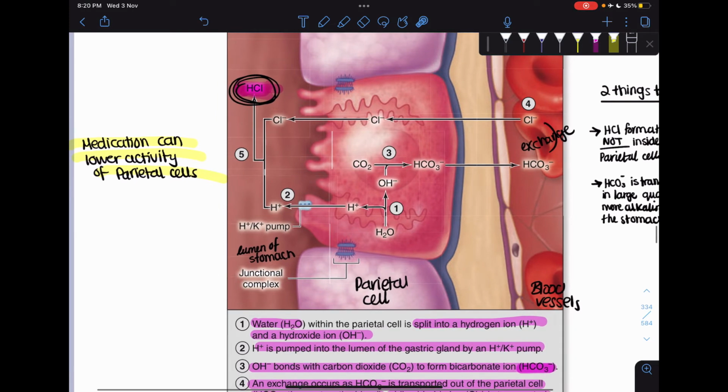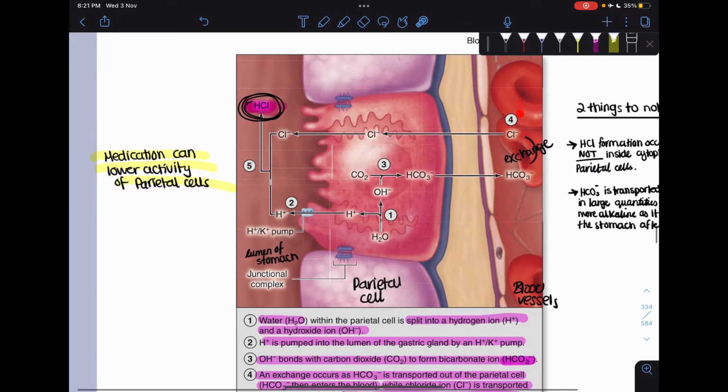Okay. Then the hydrogen ion is pumped into the lumen of the gastric gland by a hydrogen potassium pump. This is the lumen of the stomach, this is the parietal cell, and these are blood vessels. First, the water splits into hydrogen and hydroxide ion. The hydrogen is pumped into the lumen of the stomach by the hydrogen potassium pumps.